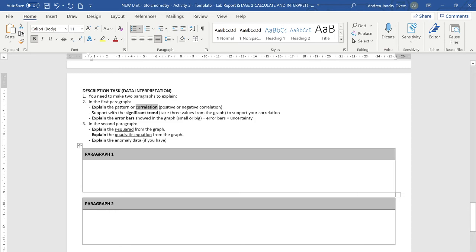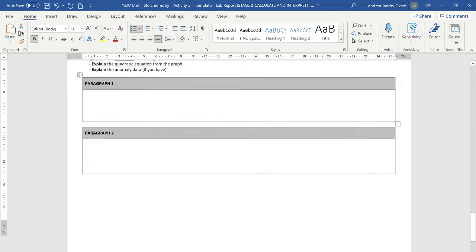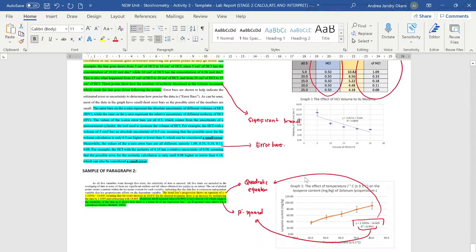In the second paragraph, you need to explain the R square. You can see it directly from your graph. I have already put the sample here. This is the R square mentioned, and you need to state it, because R square represents the reliability. So if your R square is 0.99, close to 1, is the reliability of your data good or not?